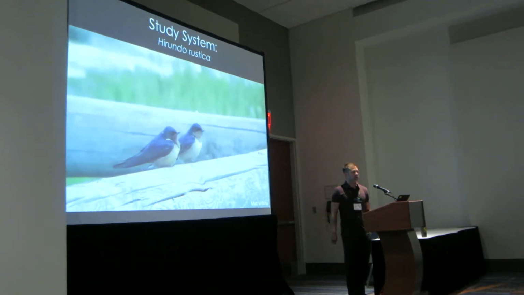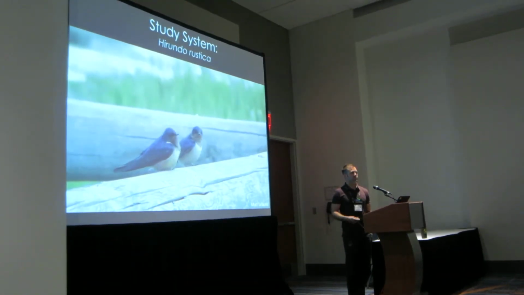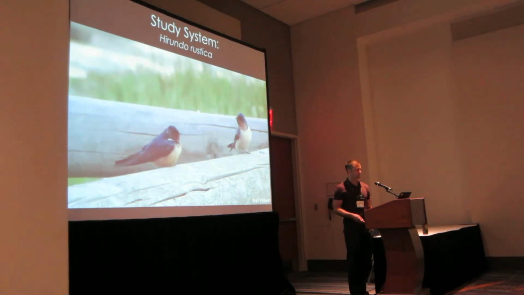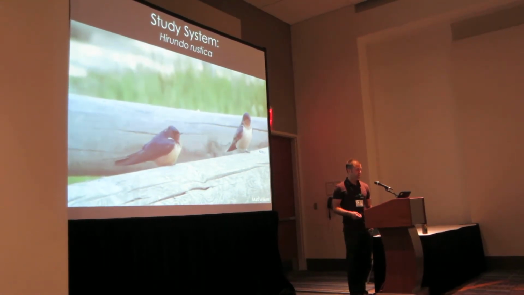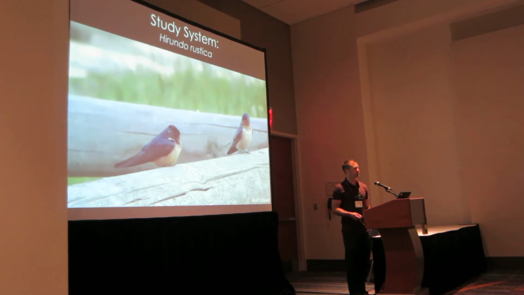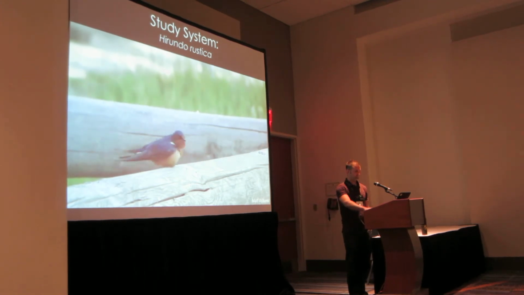So to look at signal evolution using these phenotype network approaches, we studied the North American barn swallow, which is a semi-colonial migratory songbird in which males arrive early during the breeding season and defend territories and females choose mates. And this subspecies is based on dark ventral plumage.